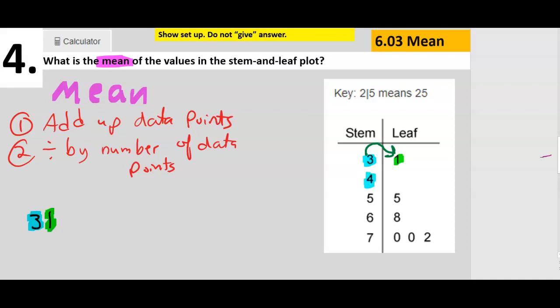Blue. Here's the catch on this one. There aren't any leaves. Without a leaf, we don't have a number. So this is kind of a trick. No, we don't have any data for that. There's no data for 40s. We have a 31, but we don't have any 40s.